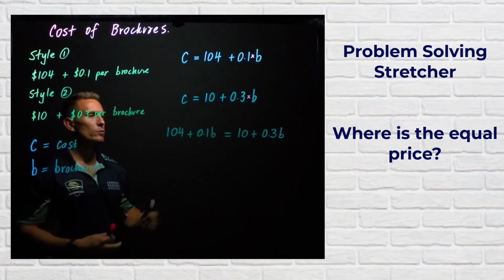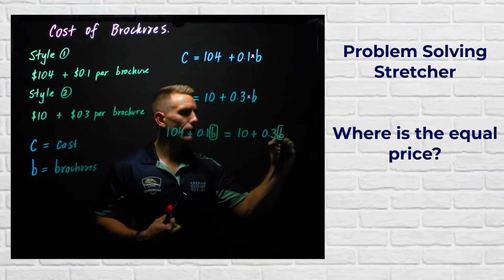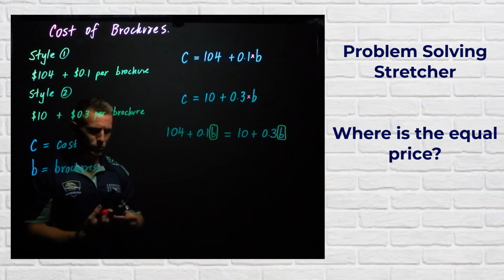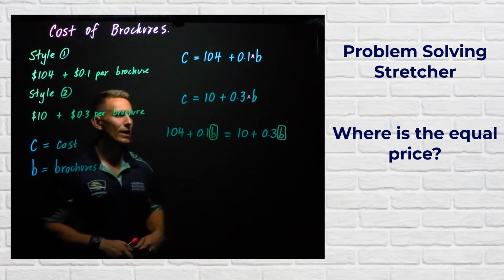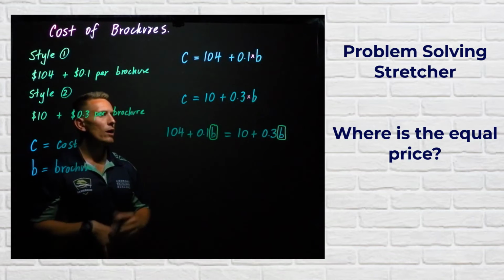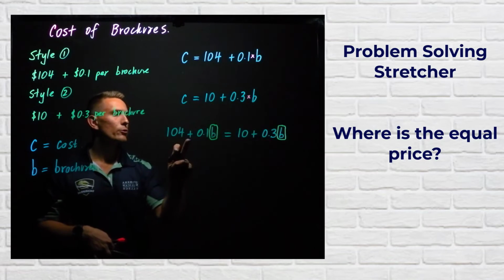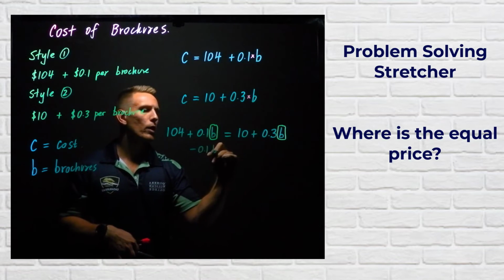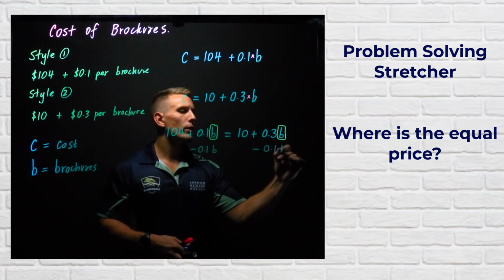In order to solve this, we need to get the b's on the same side. We can't solve for b when they're on different sides. So I'm going to use my algebra skills to rearrange this equation so that we've got both b's on the same side. I'm going to start by moving this lot of b's over to the other side. To get rid of the b's on this side, instead of adding 0.1b, we're going to subtract 0.1b. What we do to one side, we have to do to the other side, minus 0.1b.